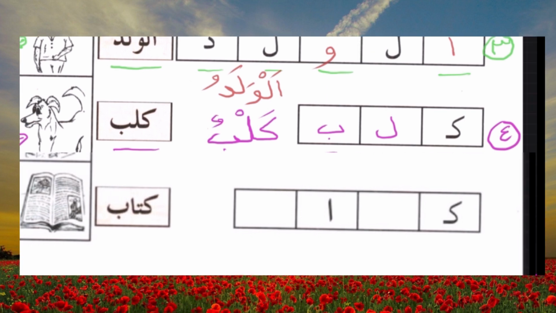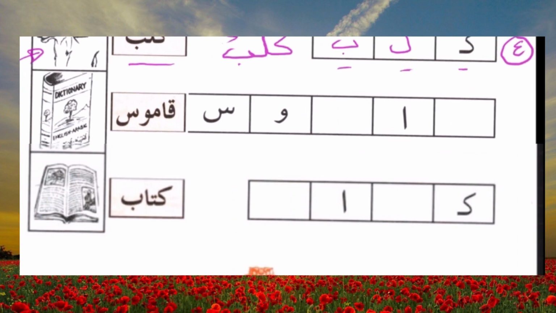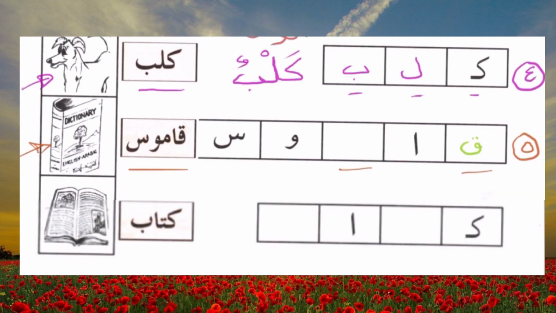Kalbun, which is a dog. Then we go to the second last one, and that is khamsa, number 5, khamsa. And here we have 2 missing letters. There's the alif, the waw, and the sin. And here we see it's a dictionary, and it's qamusun. So we need the qaf, the alif is there to make it qa, and we need the mim.